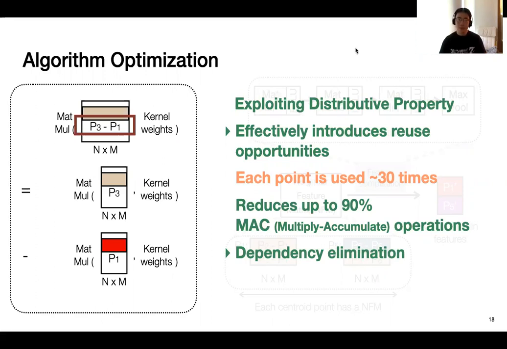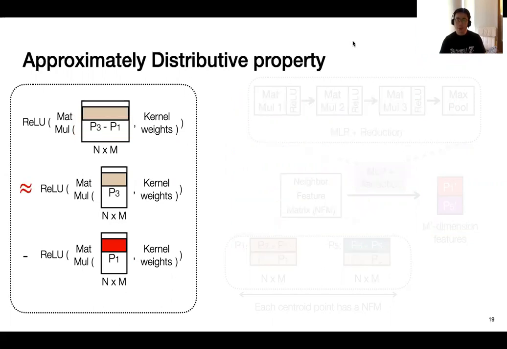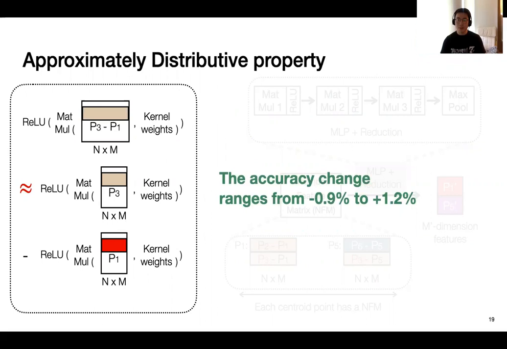However, here the problem is that with nonlinear operations such as ReLU in the networks, the equation on the left side does not strictly hold. Still, our experiments indicate that by retraining the optimized networks from scratch, the accuracy hardly drops, and in some cases, it even increases. So here, this distributive property still approximately holds.